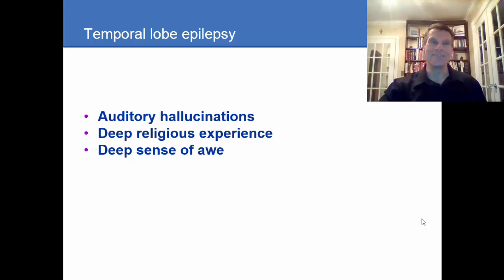Another interesting aspect of temporal lobe epilepsy is it's very often associated with a deep religious experience and a deep sense of awe. They might look at the world as a much better place. So our sense of being spiritual is very much centered in our temporal lobe.